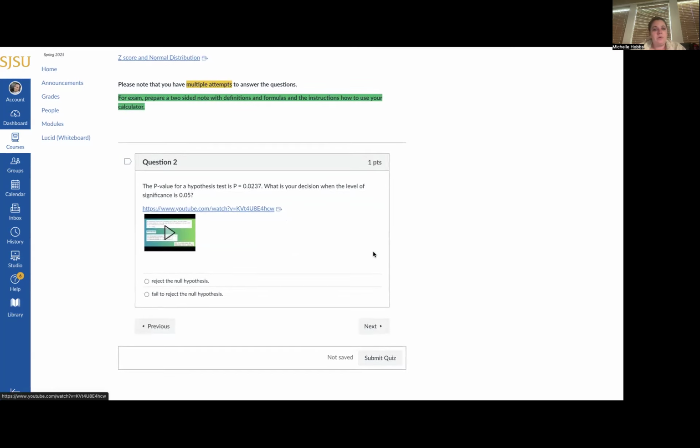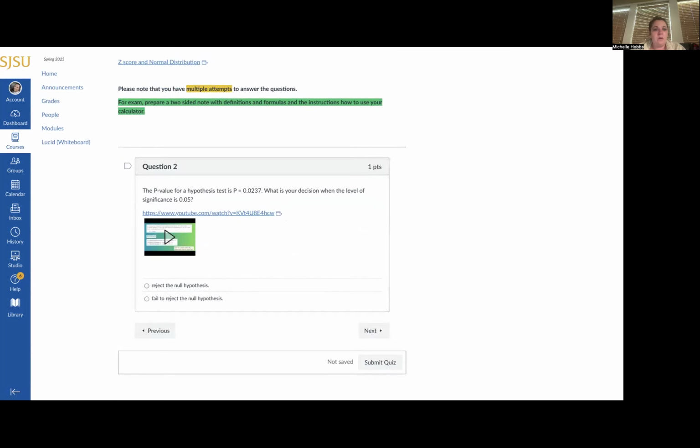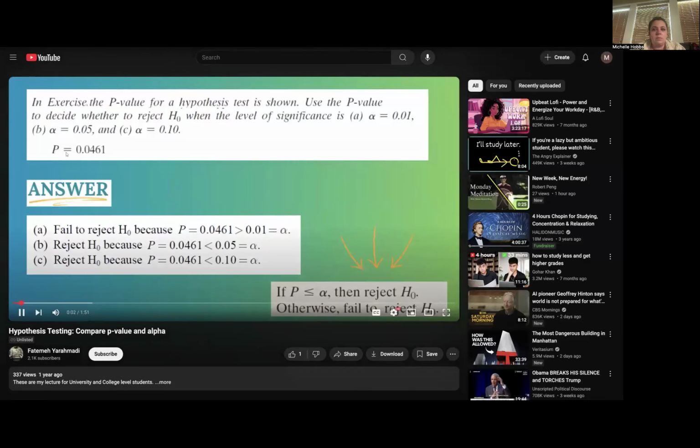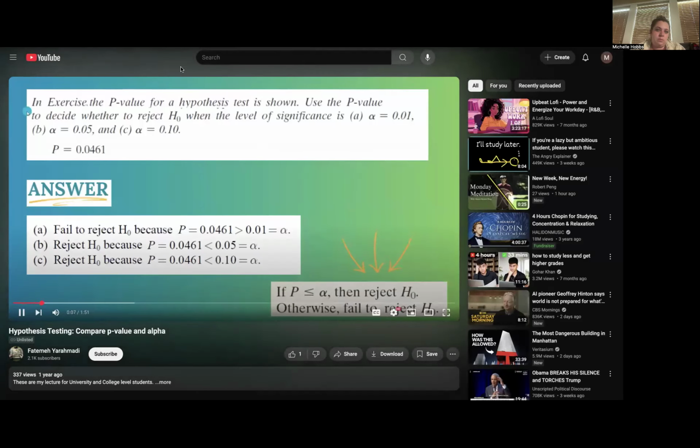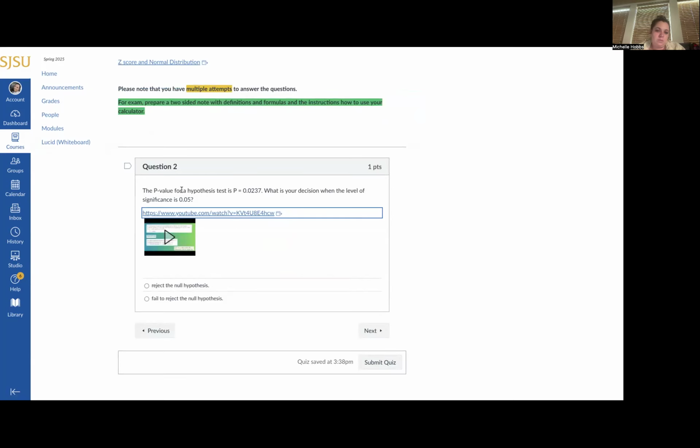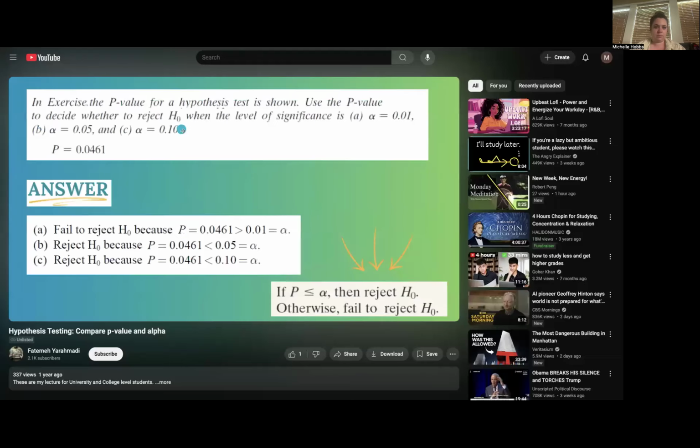Okay, question 2. The p-value for a hypothesis test is p equals 0.0237. What is your decision when the level of significance is 0.05? I'm going to open up the video. In this question, you have some p-values and some alpha. What's your decision about the null hypothesis comparing alpha with p-values?